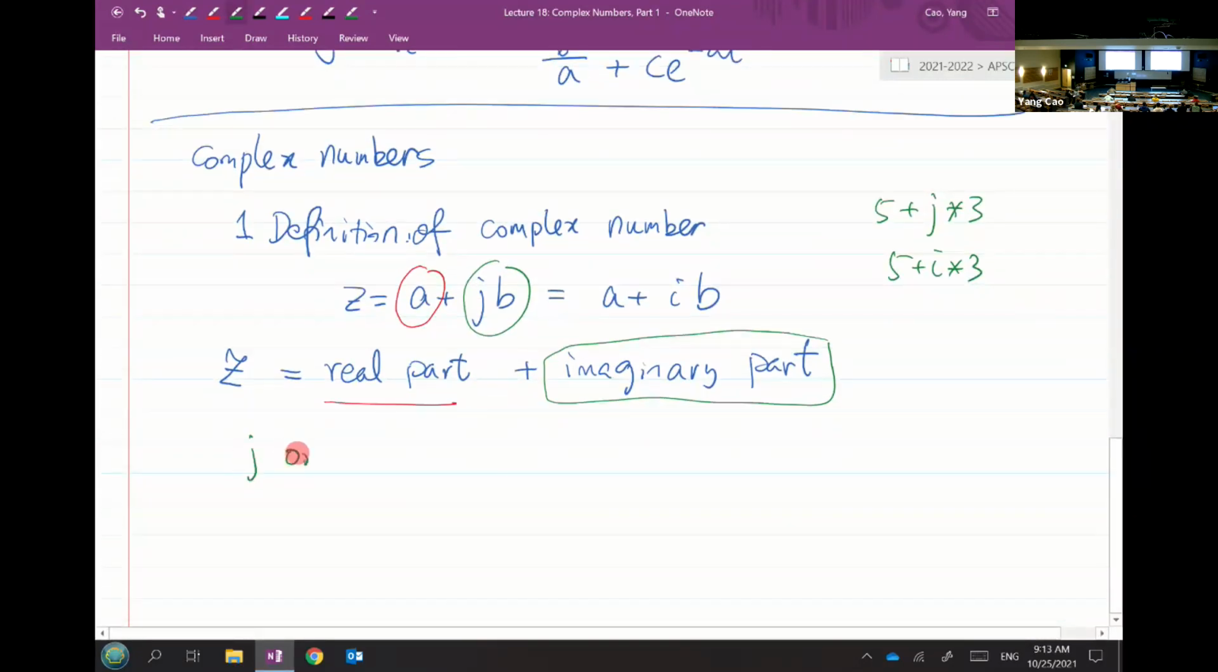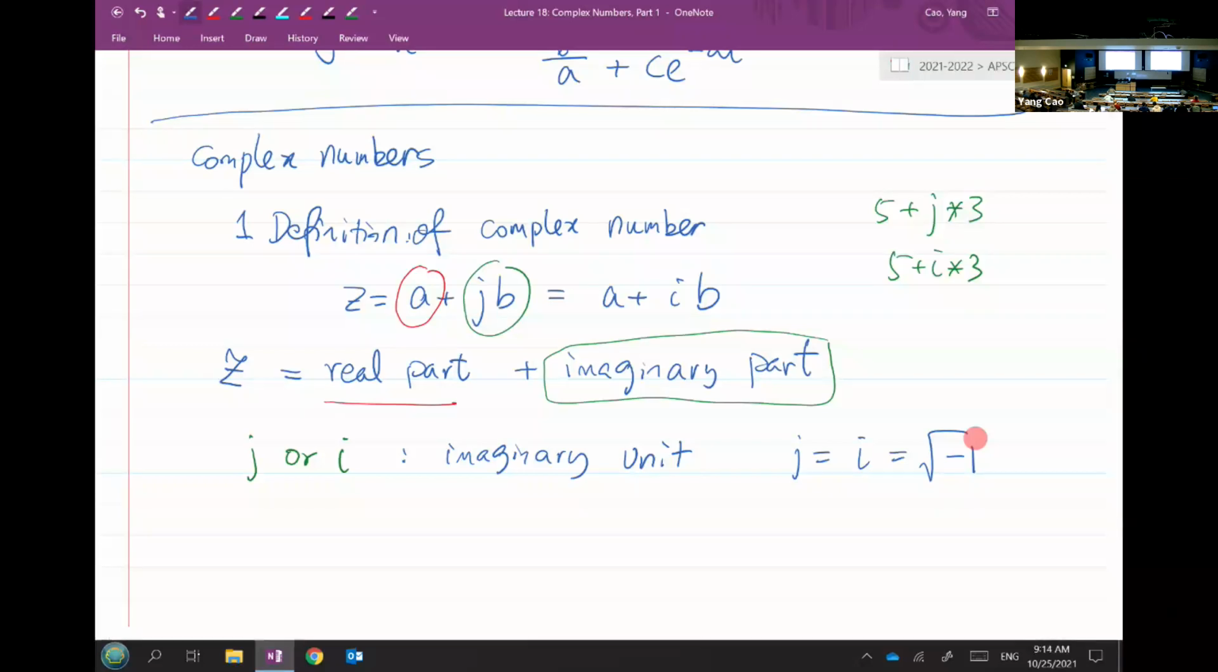This j or i here, we call the imaginary unit. So what is the imaginary unit? This j equals i equals the square root of negative 1. This is where, when people start learning complex numbers, a lot of the time our brain will start to have a little bit of resistance.